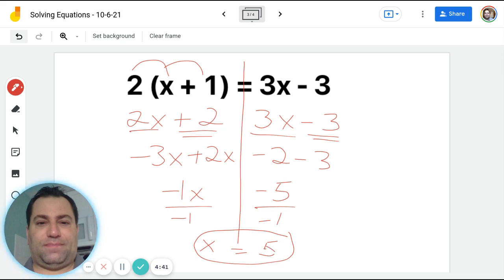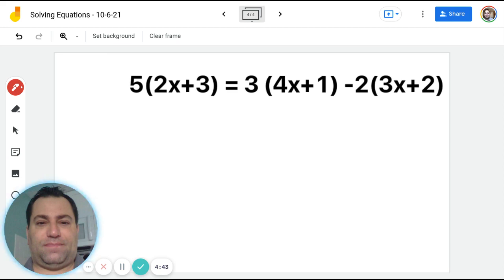One more example in this video. We have an equal sign, so we know we're dealing with an equation. I'm going to draw my wall in. I can see here that we have 3 distributive properties that we have to take care of initially. So let's do that. We have to distribute the 5 over these two terms, the 3 over these two terms, and the negative 2 over these two terms.